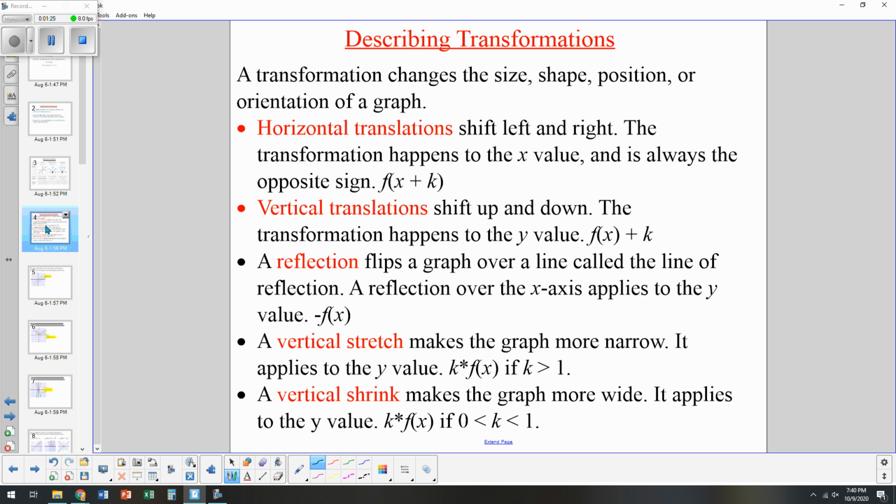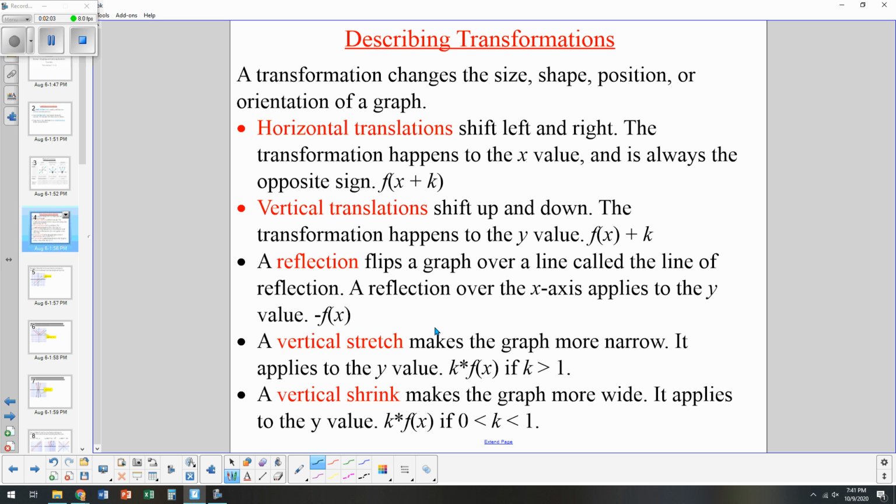The transformations that can occur will change the size, shape, position, or orientation of the graph. So horizontal translations are going to shift left and right. The transformation happens to the x value, and it's always going to end up being the opposite sign. So if we had x plus k here, that would mean we'd be moving k units to the left. Plus is going to mean left, minus is going to mean right. Vertical translations shift up and down. So the transformation is always going to happen to the y value. That means it's going to happen outside of the x value, or after we see the x value.